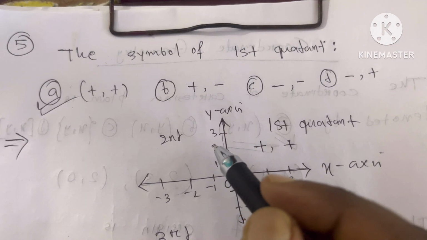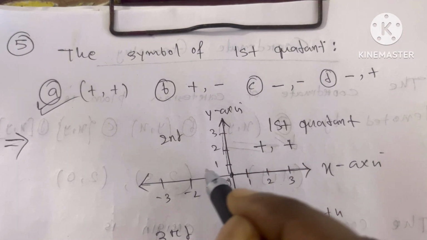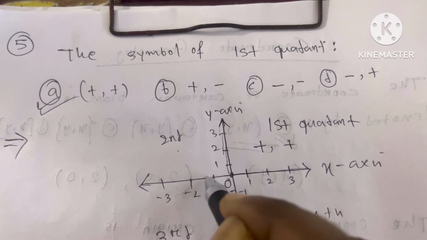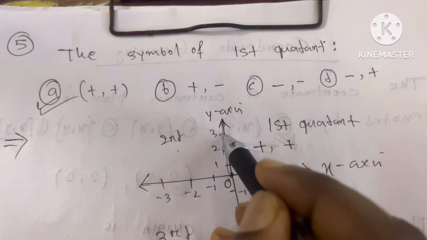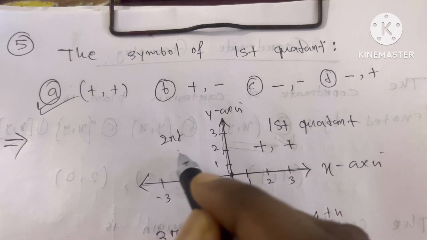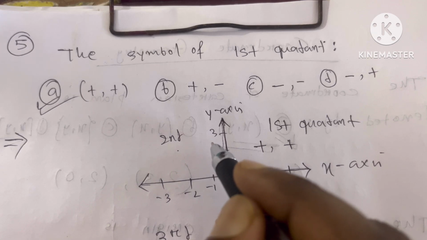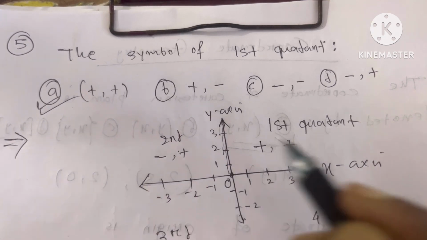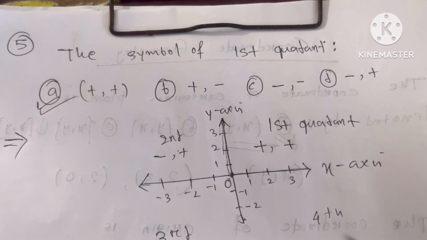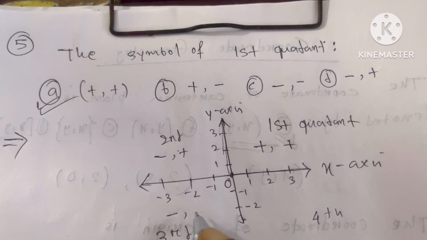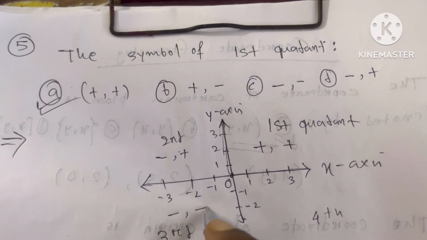So can you find the symbol of the second quadrant? Yes, obviously you can, because the second quadrant is in between the negative side of the x-axis and the positive side of the y-axis. That means the symbol of the second quadrant will be minus, comma, plus. And the third quadrant is in between the negative side of x and the negative side of y. So the symbol of the third quadrant will be negative, negative.